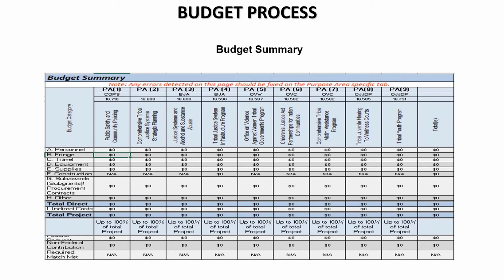So here we are at the summary. Based on us going through all of the budget categories, on each purpose area that we're applying funding for, we should now be able to go back and verify our totals in reference to each grant program or purpose area that we are applying for.